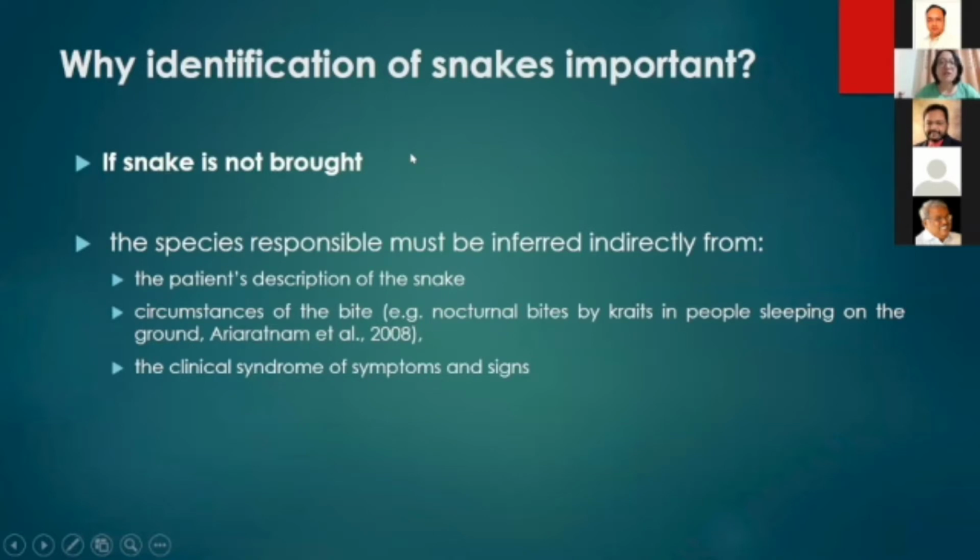So what we can do is, the species responsible must be inferred indirectly, if possible, from the patient or from the patient's relative, whoever has brought the patient to the hospital, by the description of the snake, if they have seen the snake, or by the circumstances of the bite. For example, in case of Krait's nocturnal bites, or in people sleeping on the ground, this again has been described in an article by Ariyaratnam in 2008. And again, the clinical syndrome, as I mentioned earlier, of the signs and the symptoms.